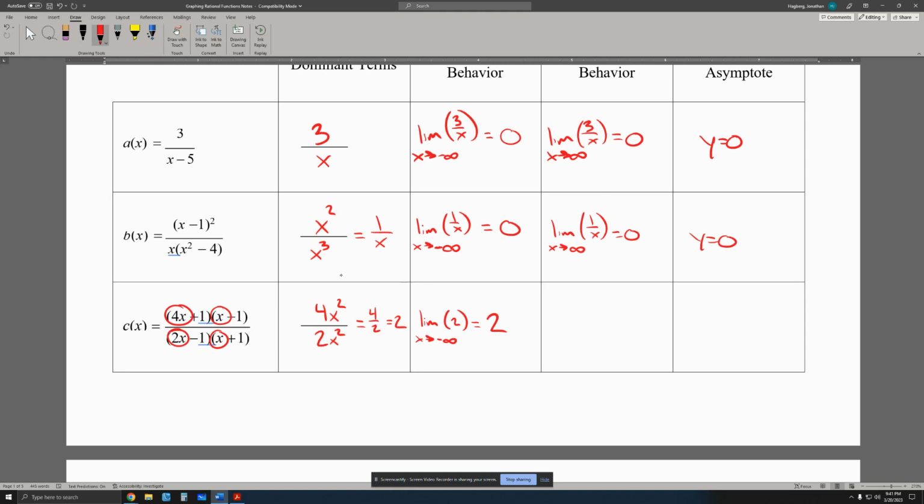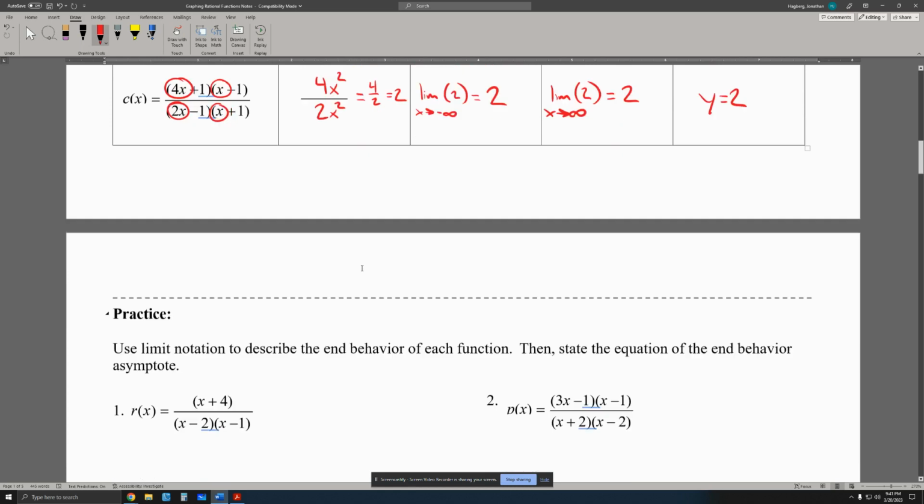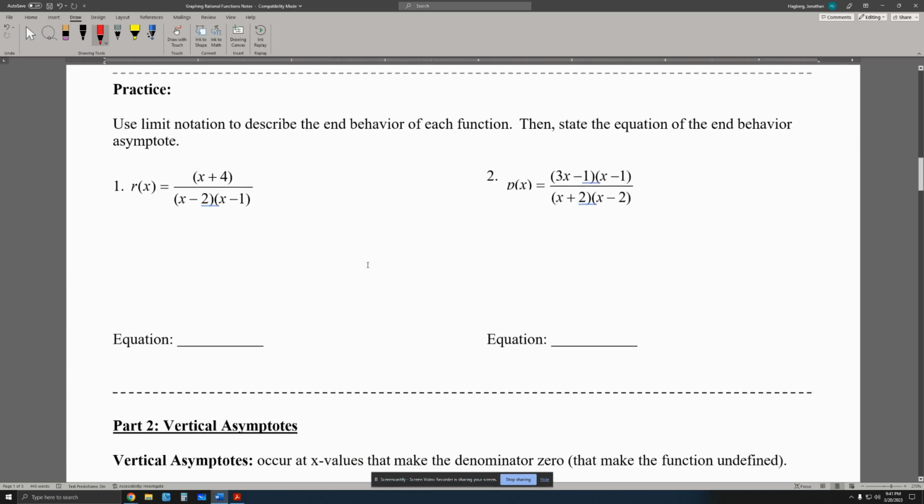So this function is going to approach the finite value y equals 2 as we approach both ends. So the limit of 2 as x approaches positive infinity, again, it's independent of x, so this approaches y equals 2. All right, so let's get a little bit of practice.